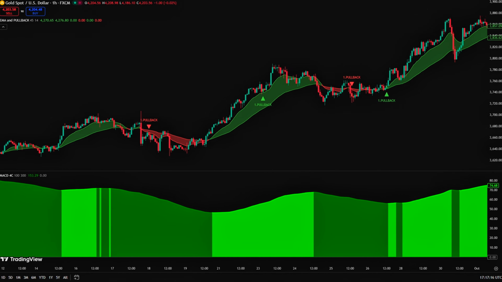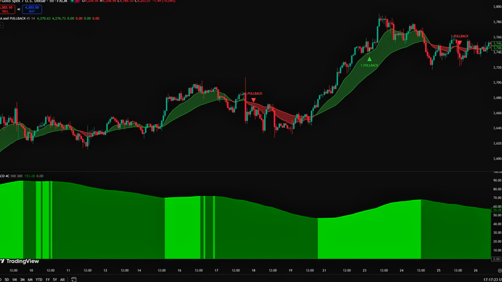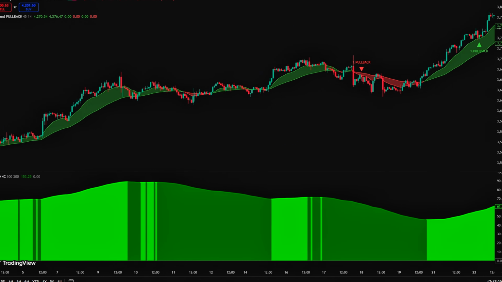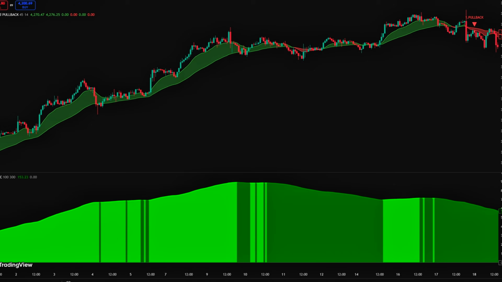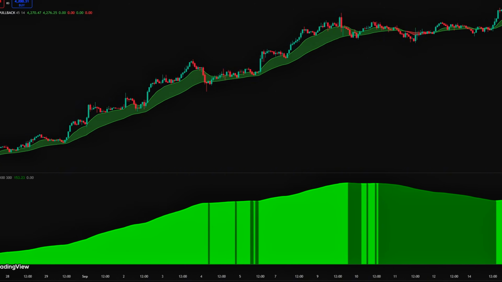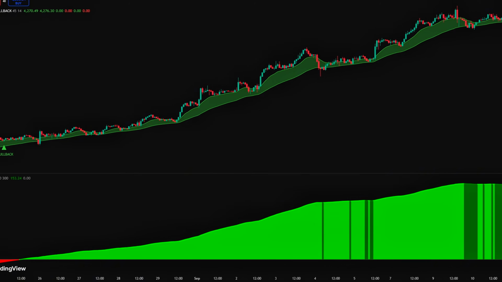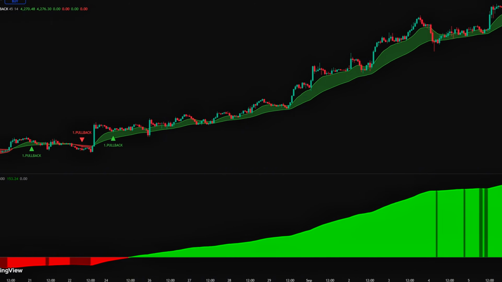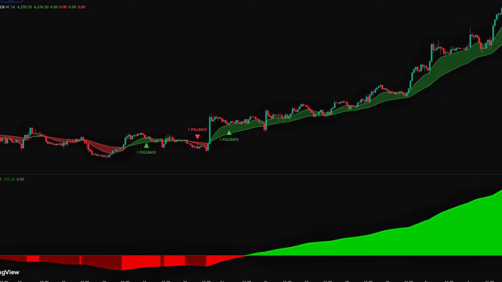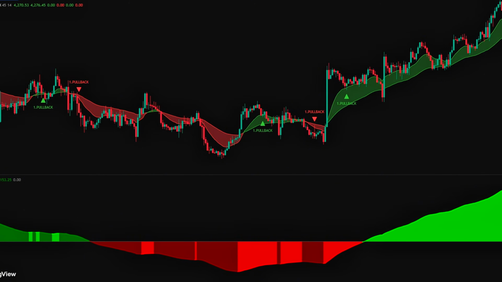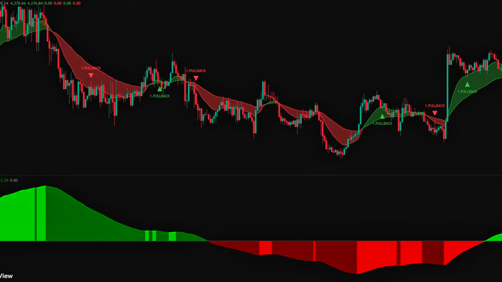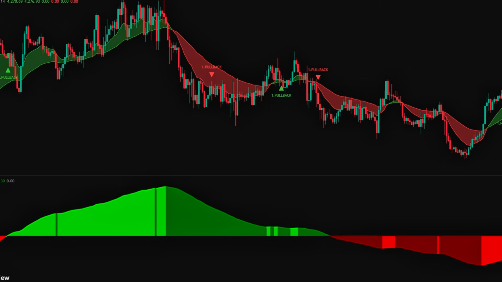Final thoughts. Trading isn't about predicting. It's about aligning probabilities in your favor. The EMA Pullback and MACD4C strategy gives you a structured way to do that, combining price structure, pullback logic, and momentum confirmation into one clean setup. It's simple, visual, and works across markets and timeframes.